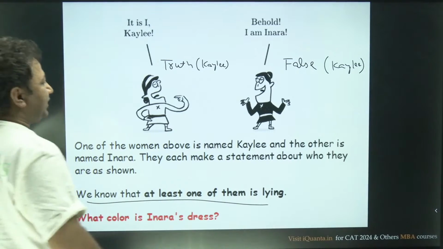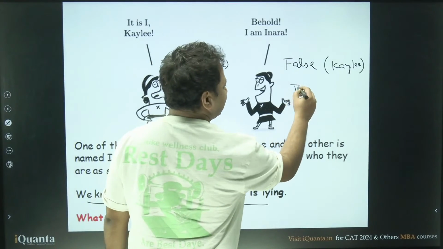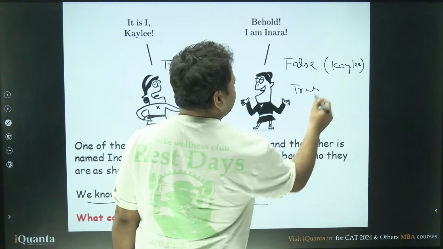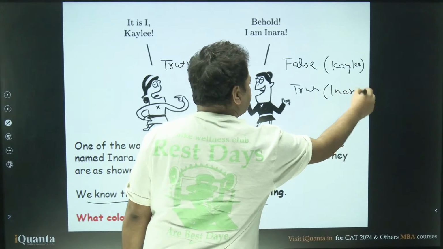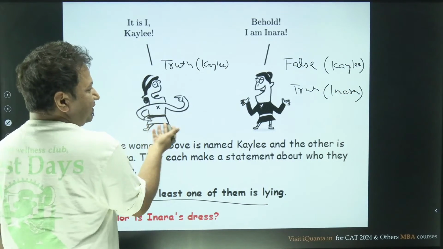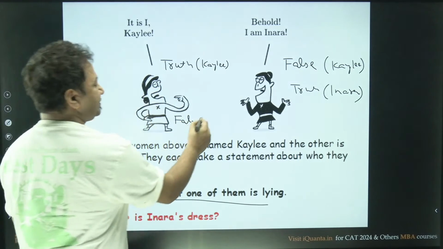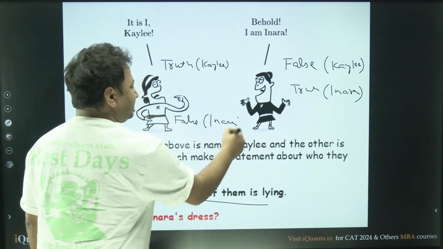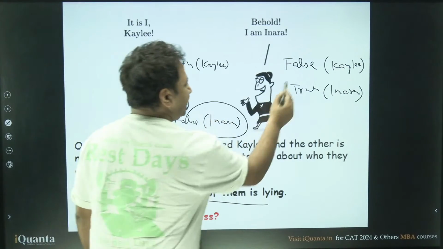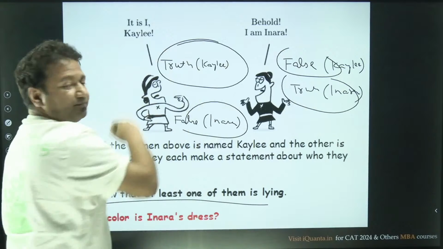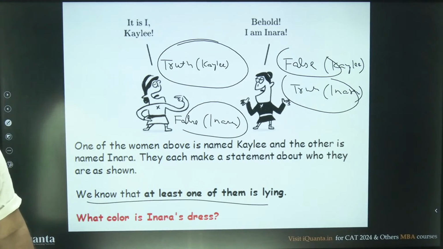What if I assume that she tells the truth? That means she is Inara. That means this girl will be telling a lie. She says, I am Kaylee, which is a lie. That means she is Inara. Now again, this case is contradictory because both can't be Inara. Isn't it? Is that right?